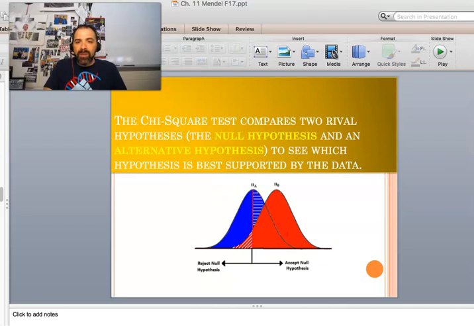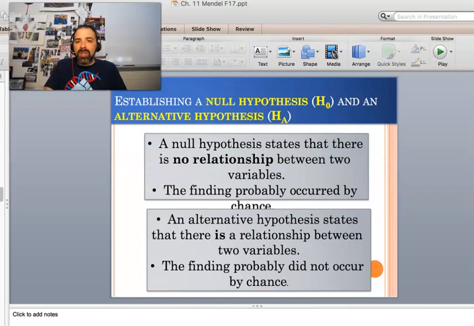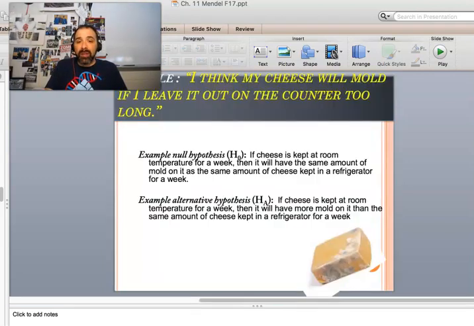The chi-square compares two rival hypotheses, the null and the alternative. When we establish a null and alternative, the null hypothesis is represented with an H subscript 0 or an O, and the alternative with H subscript A. The null hypothesis states that there is no relation between two variables; the findings probably occurred by chance. An alternative hypothesis states that there's a relationship between two variables; the findings probably did not occur by chance.